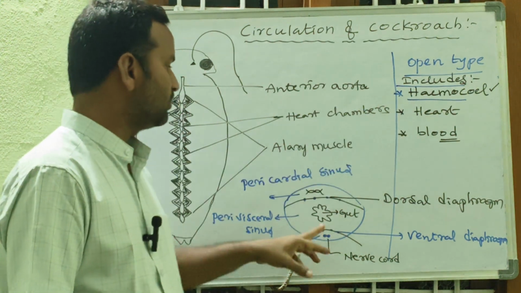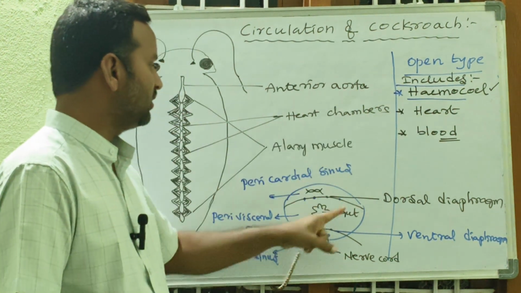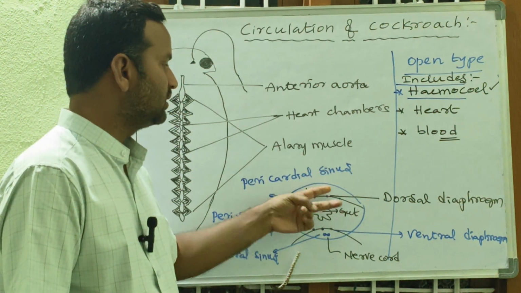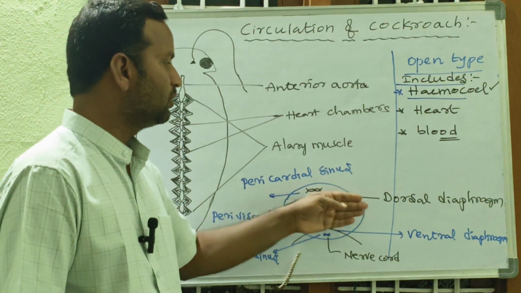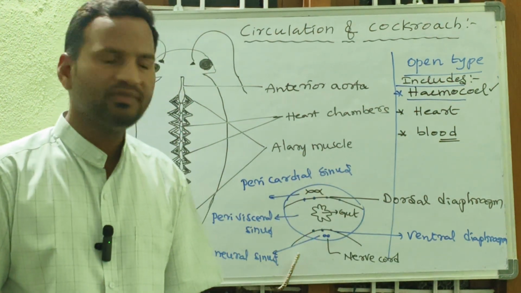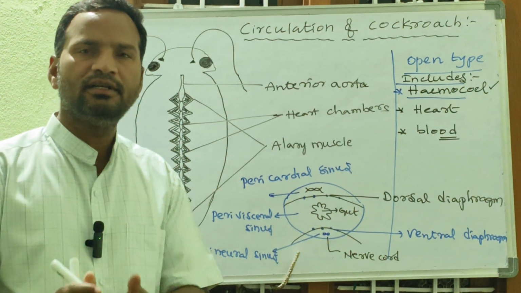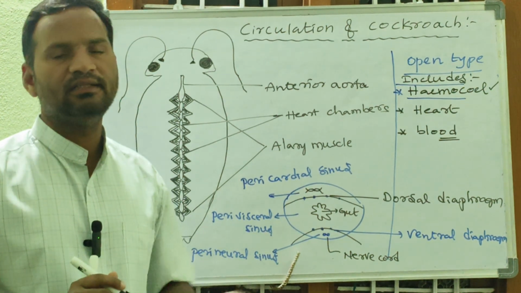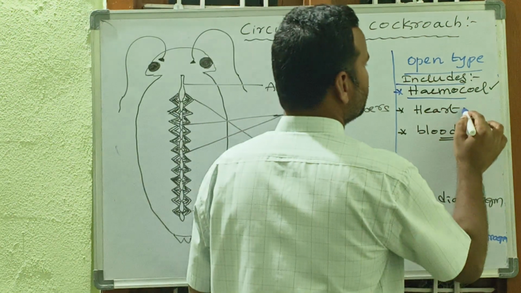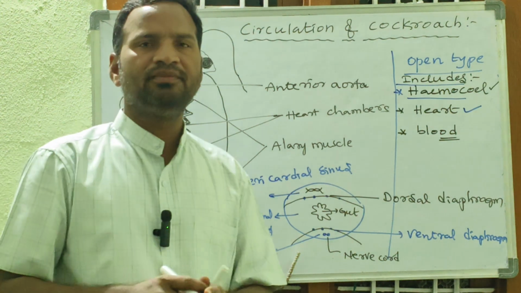Now once again, come to the point: what is this? Hemocoel means a body cavity which is divisible into three regions by two horizontal membranes called the dorsal diaphragm and ventral diaphragm. The three chambers are called the pericardial sinus, perivisceral sinus and perineural sinus. This is about the hemocoel. Then let us discuss the heart.